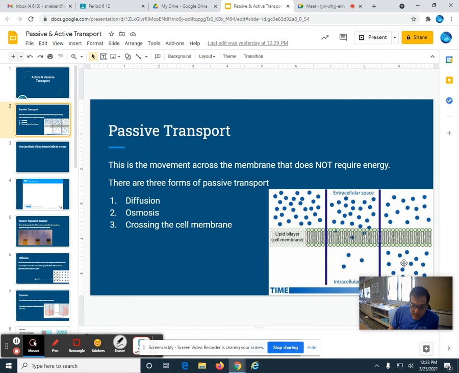Now, when you get both sides equal, we call this a state of equilibrium. Notice the word equal is in equilibrium. That means both sides are equal. So just like in math, 4 plus 1 equals 5. 4 plus 1 and 5 are the same values. They are equal. And so here we've achieved equilibrium.